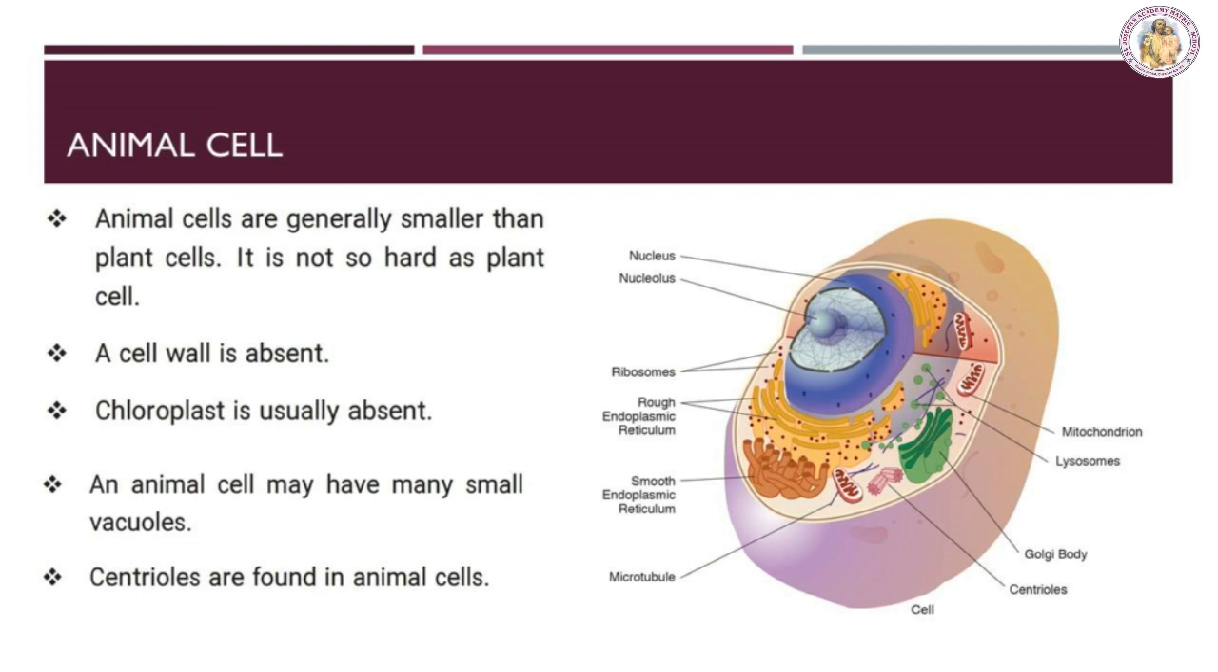Inside the animal cell, you can see the organelles like nucleus, nucleolus, ribosome, rough endoplasmic reticulum, smooth endoplasmic reticulum, mitochondria, centriole, Golgi body, and lysosome.